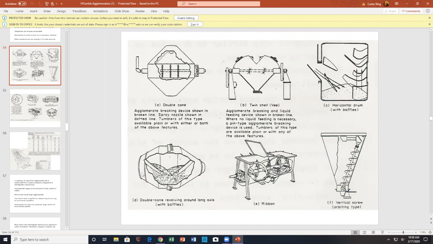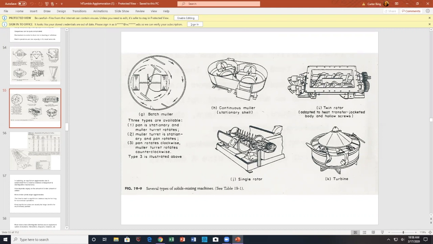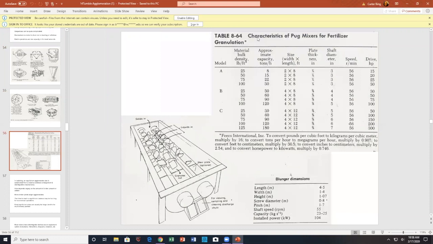Then we have these types of things, Mueller mills. Usually what will happen with these, they'll put a die grid at the bottom and have the stuff squeezed through. Anyway, we have pug mills or pug mixers for fertilizer granulation. Give you an idea of the bulk density of the material. Look at that. 25 pounds per cubic foot. That's really light. Capacity, size of the mill itself, I guess. RPM and horsepower. They don't have any information about the material size they were making.